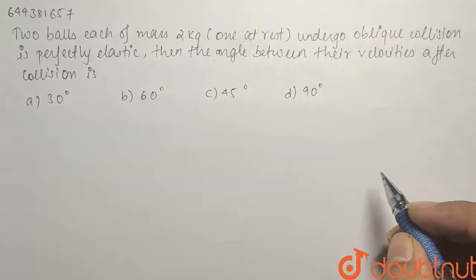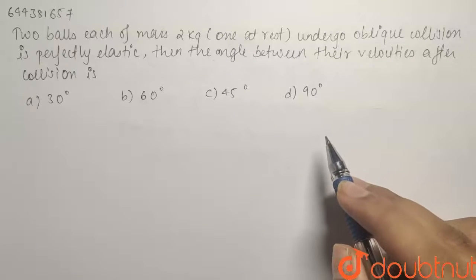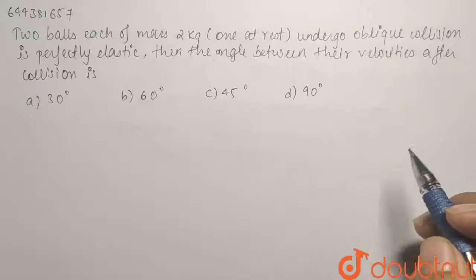Here we have a question from the topic collision. Two balls, each of mass 2 kg, one at rest, undergo oblique collision and it is perfectly elastic. Then the angle between their final velocities will be?